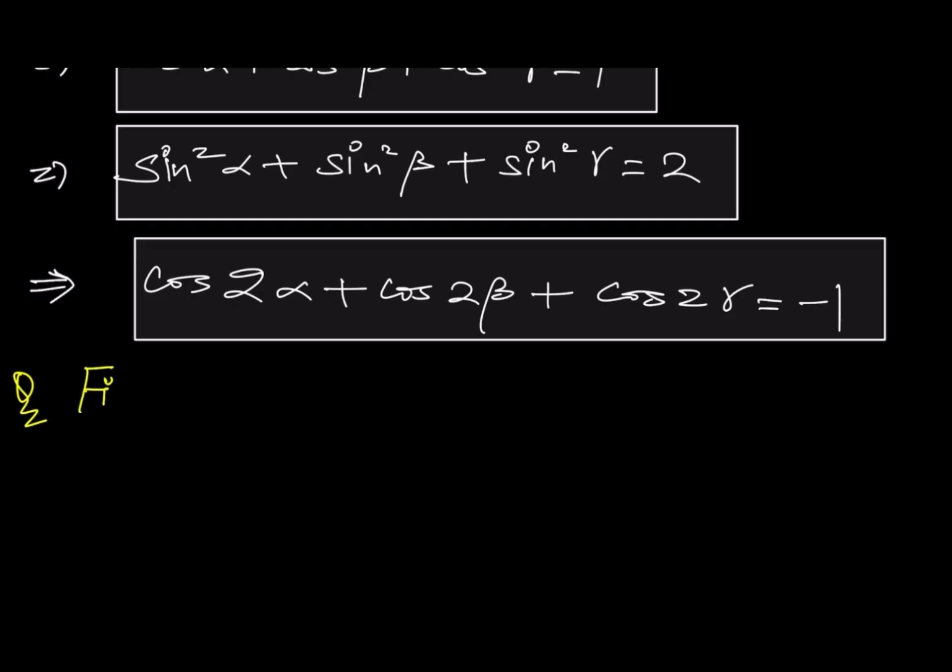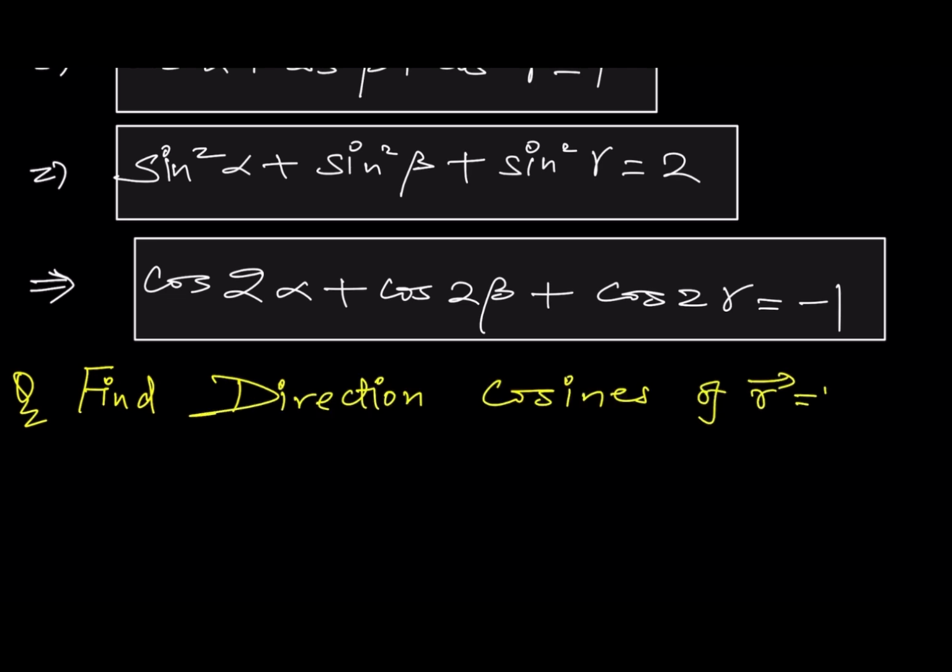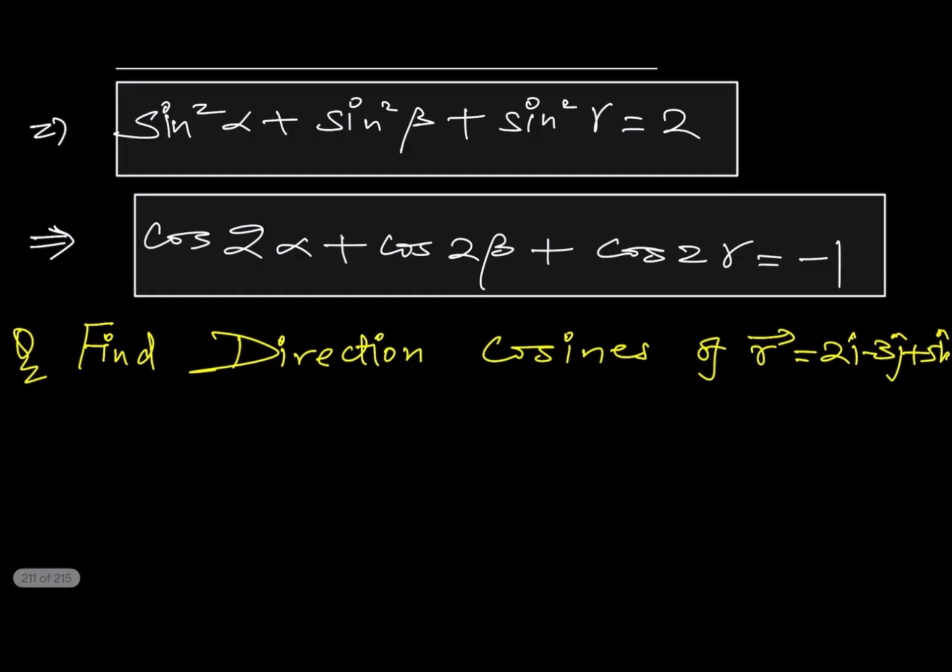Question is, find direction cosines of r vector is equal to 2 i cap minus 3 j cap plus 5 k cap. Okay, so I know 2 is r1, minus 3 is r2, 5 is r3, or you can say this 2 is projection of r vector along x-axis. Okay, so I have to find the direction cosines, means mod r cos alpha I need to find. So I know r vector upon mod r is nothing but L i cap plus M j cap plus N k cap.